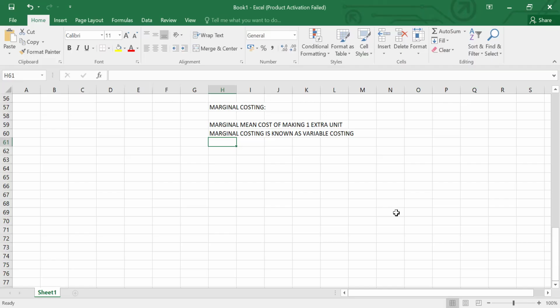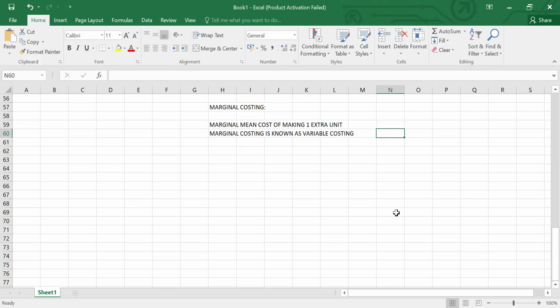So that $1 is going to add up every time you make one extra unit. There will be a change of $1 in your profit every time you make a new unit. So this $1 is the margin by which your profit is going to change. This $1 is the margin by which your cost is going to change when you make one extra. Got it? Okay.